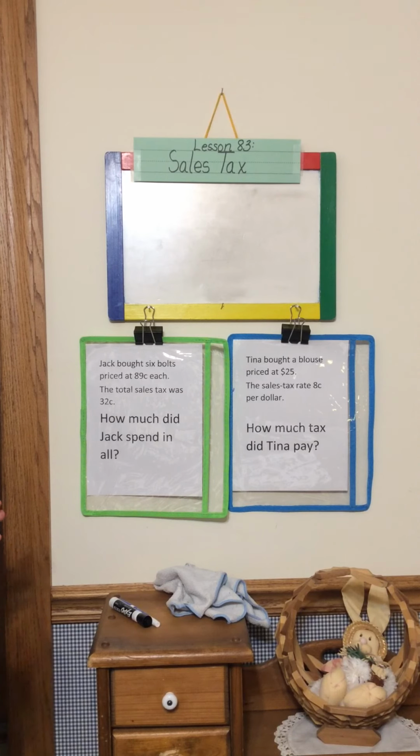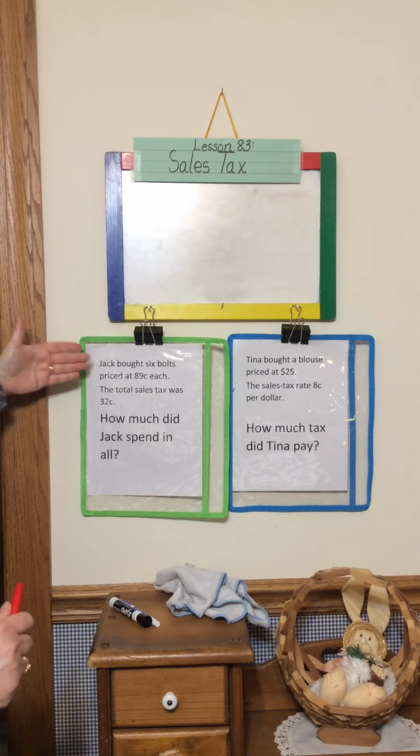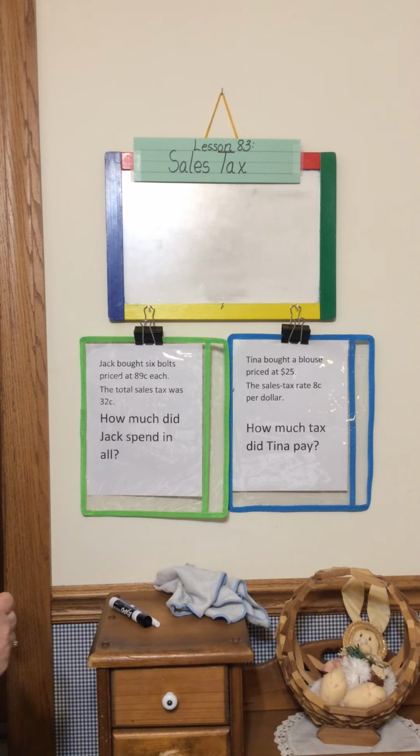Tax is the money that we pay to government, whether it be federal, which is our country, state, Michigan, or local, which would be our city or towns that we live in. And sales tax usually gets paid to the state. So like Michigan has 6% sales tax. Today we're going to be working on some stories.